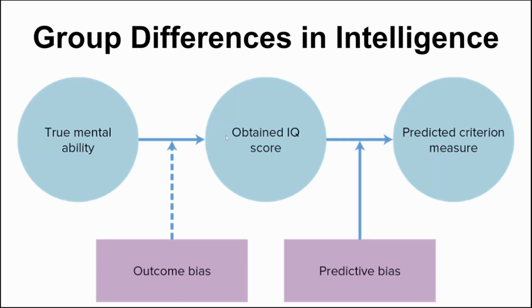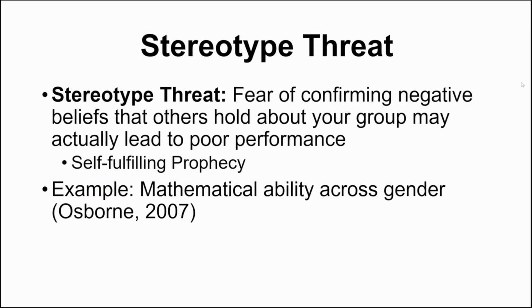But yeah, I just wanted to mention that this is here as well, though the outcome bias is our big focus. And then finally, to end it all off, I get into stereotype threat, which I thought I was going to talk about earlier, but here we are. Stereotype threat is an interesting phenomenon in psychology. This is when our fear of confirming negative beliefs that other individuals might hold about a group that you belong to actually ends up leading you to have poor performance. So we end up with a sort of self-fulfilling prophecy.